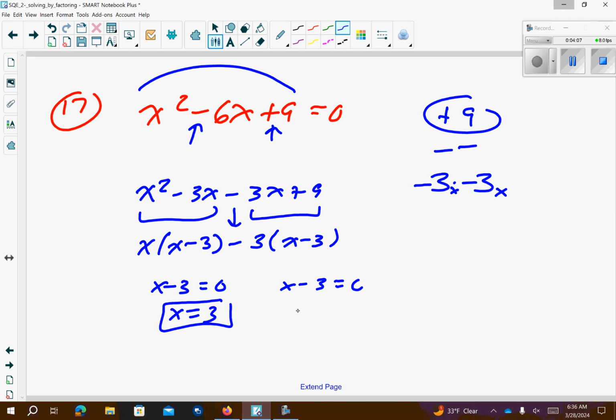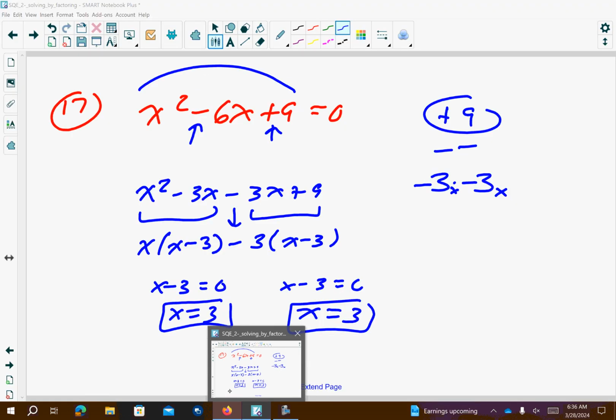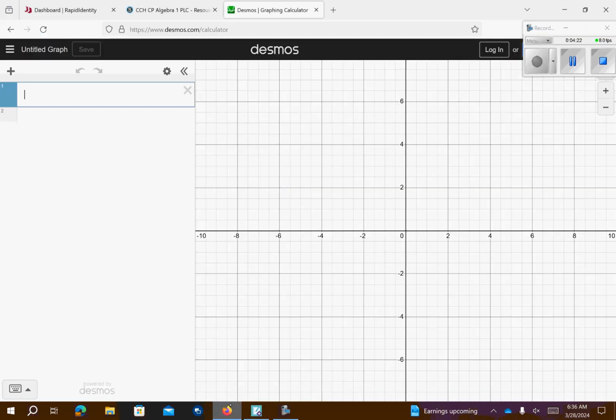So this one, when I graph it, let's graph this equation on Desmos. I just want you to see what happens with it. So again, you don't have to know how to use Desmos at this point. It'll be something that we will work with later.